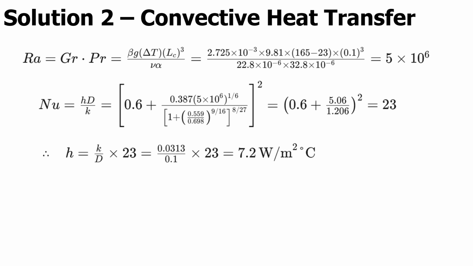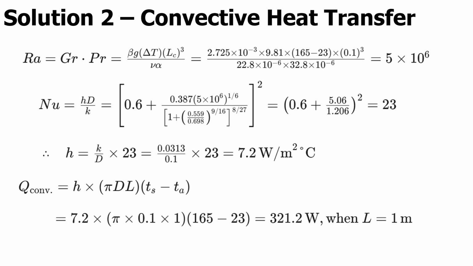Now let's calculate the convective heat loss, and the formula is as shown. Substituting the values which we already have, we find that the convective heat loss Q conv is approximately 321.2 watts, considering a unit length of 1 meter.